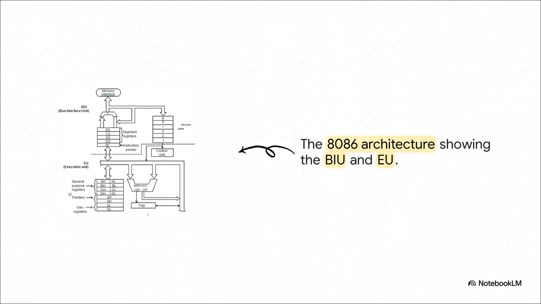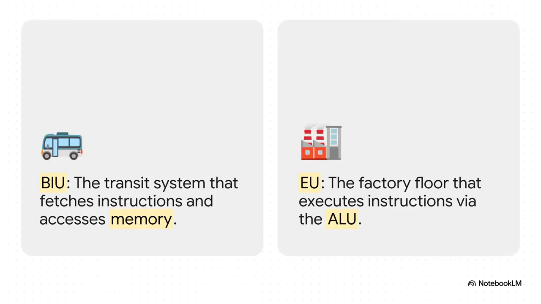Looking at this diagram, you can see the architecture itself is logically partitioned into 2 distinct halves, the bus interface unit, or BIU, and the execution unit, or EU. These 2 units operate entirely independently, but they work together in absolute perfect harmony to get the job done. Think of it like a functioning city. The bus interface unit is the city's transit system. It handles all the complex logistics, fetching raw instructions, reading data from memory and ports, and writing data back out.